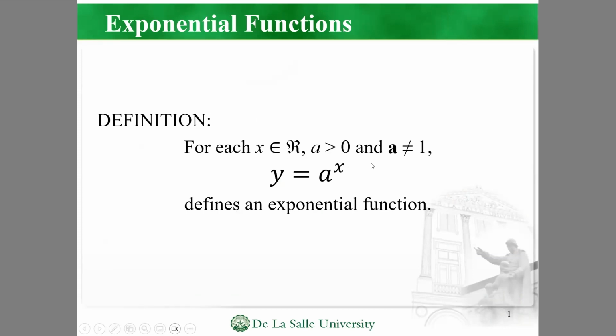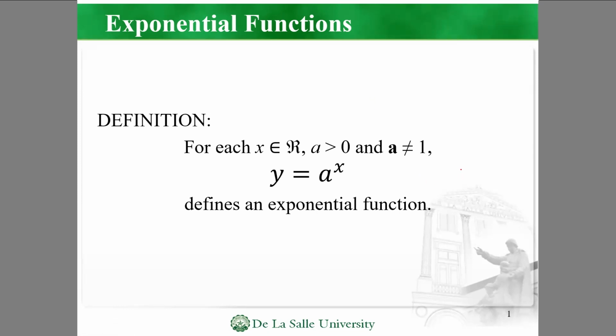It should be in this form, wherein a is the base, x is your exponent. What are the restrictions in here? That the base should be greater than 0, but not equal to 1. So that means it cannot be negative.